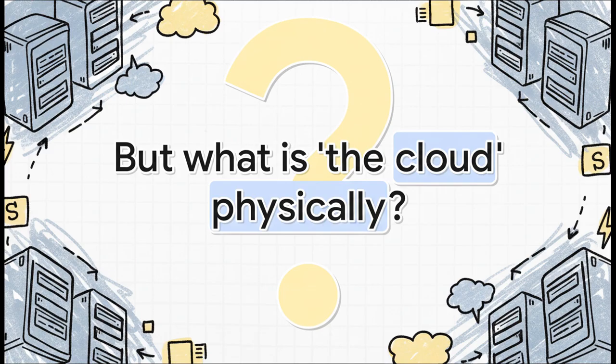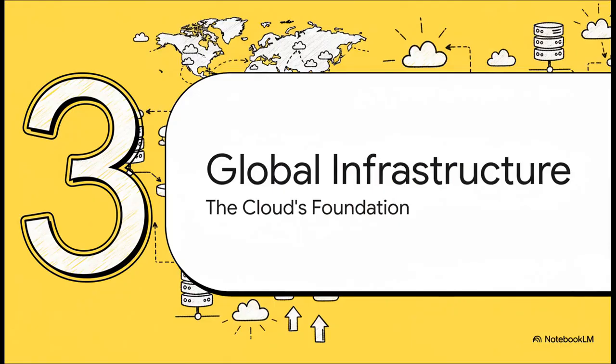So we get the concept, right? But it's so easy to think of the cloud as this abstract, kind of magical thing floating up in the sky. But here's the thing. It's not magic. It's very, very real. It's physical infrastructure. So what is it, and where is it exactly? Well, the answer lies in what AWS calls its global infrastructure. This is the actual physical foundation of the cloud, a massive worldwide network of super secure data centers that you can tap into whenever you want. So let's take a look at how it's all put together.